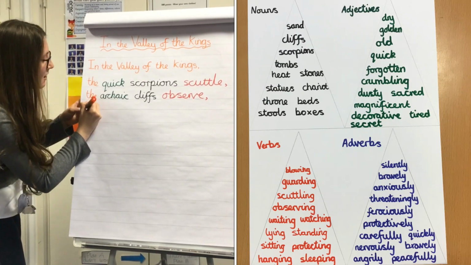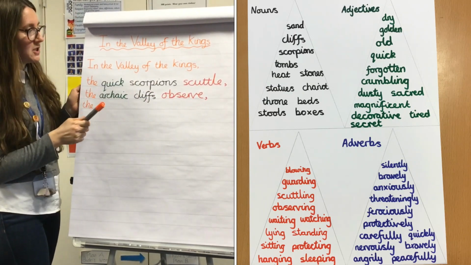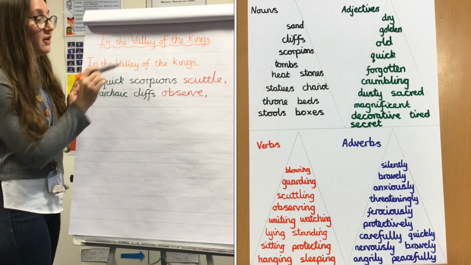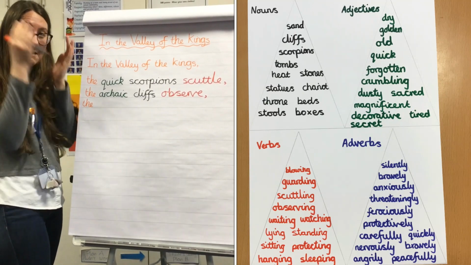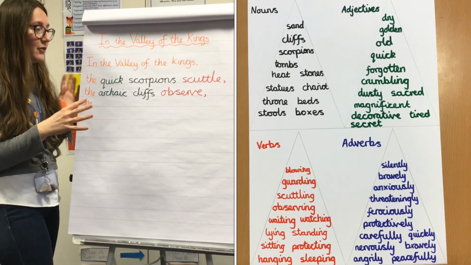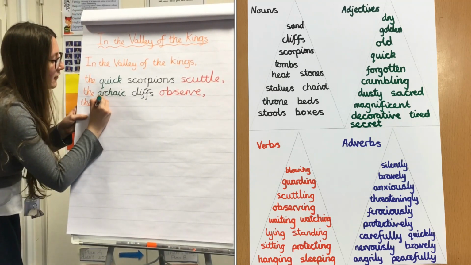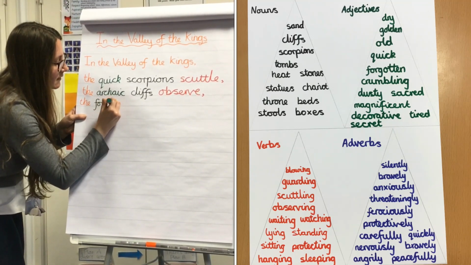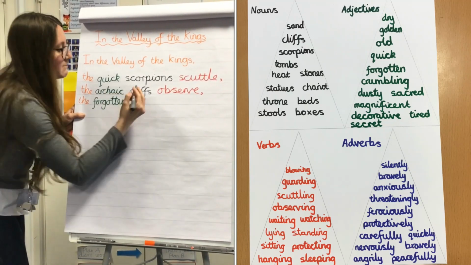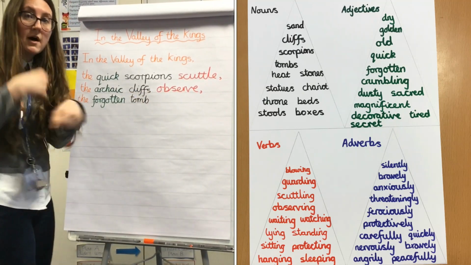So I'm going to say the, now I want that adjective. How could I describe the tomb? Well, before they were discovered, they were forgotten. I quite like that one. It really builds in that picture in my head that it was deserted, there was nobody there, nobody had gone there before. So I'm going to have my adjective, the forgotten, tomb is my noun, and then I want my verb.